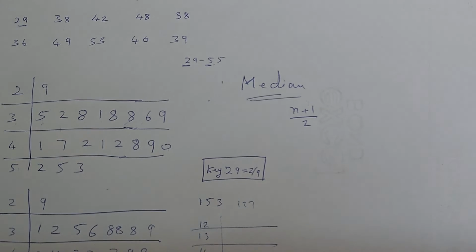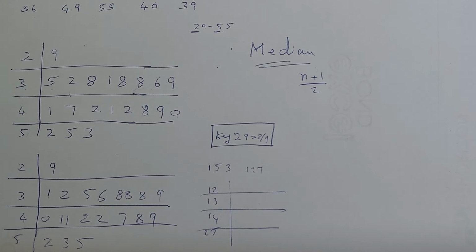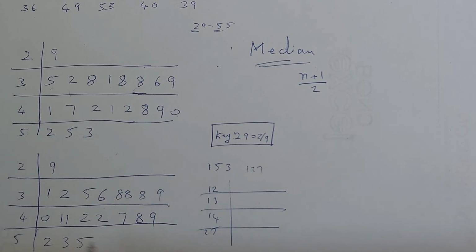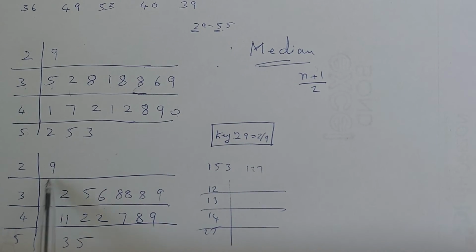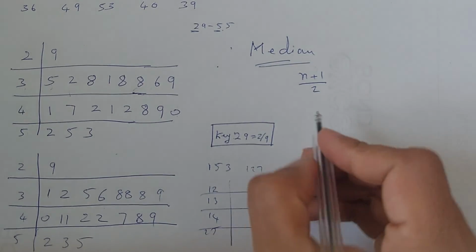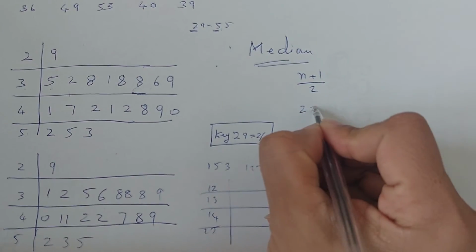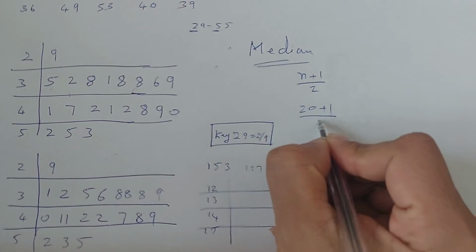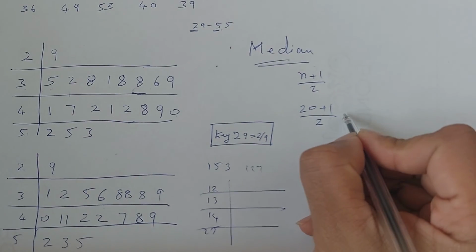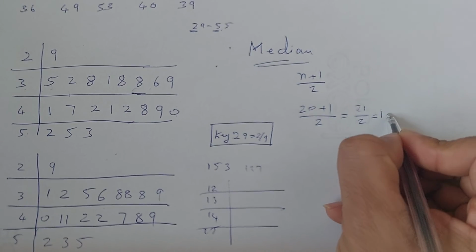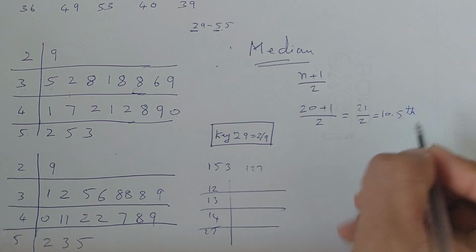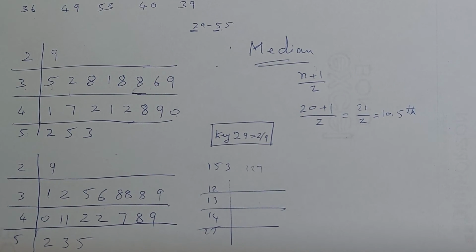So in here, exactly same thing we will use. We know how many numbers we have altogether in that. We know we have 20 numbers, right? 5 times 4, 20. So 20 plus 1, the median will be 20 plus 1 divided by 2, which is 21 divided by 2, which is 10.5th value. 10.5th value. Now, how will you get 10.5?